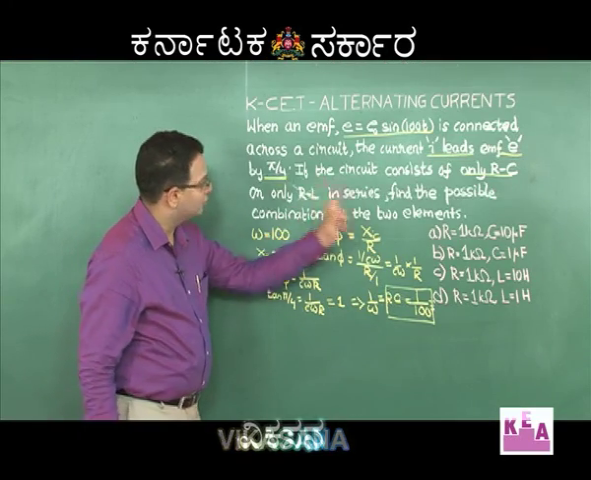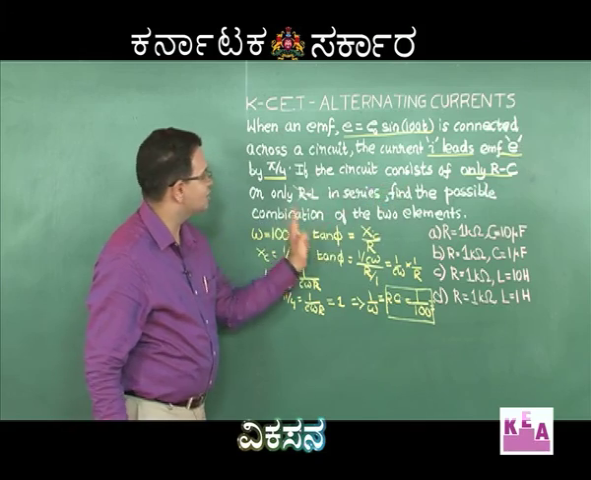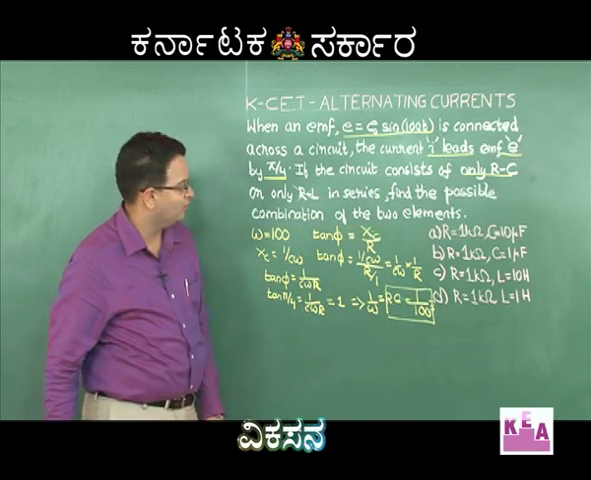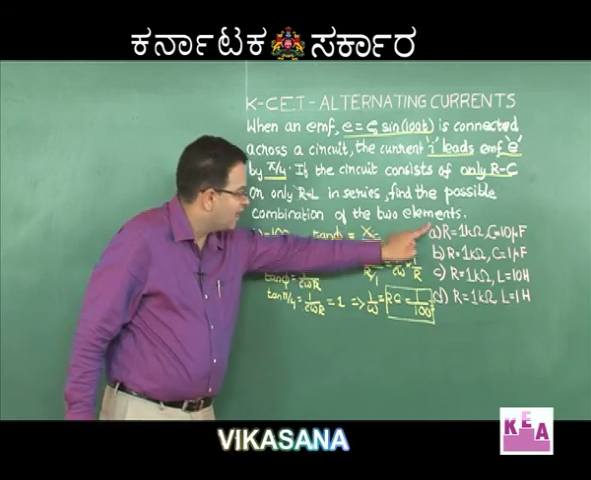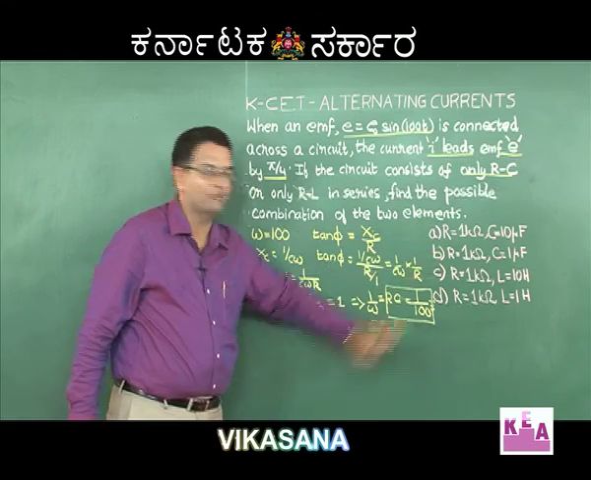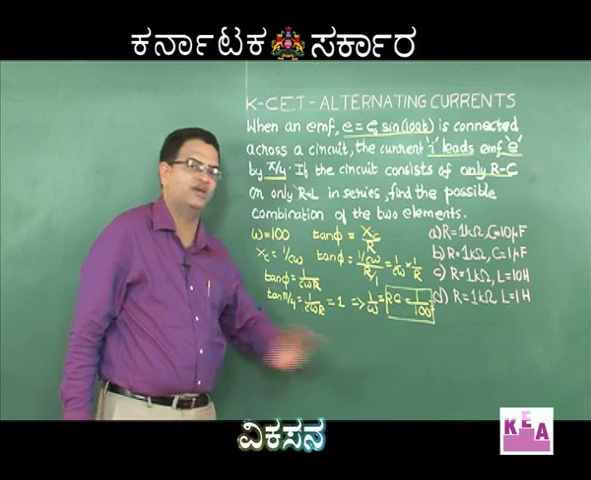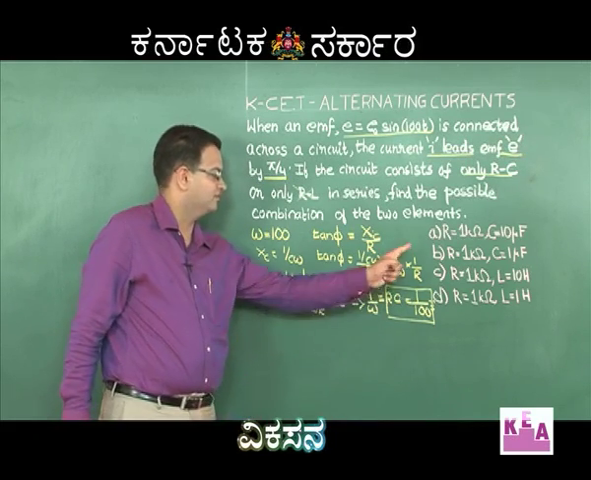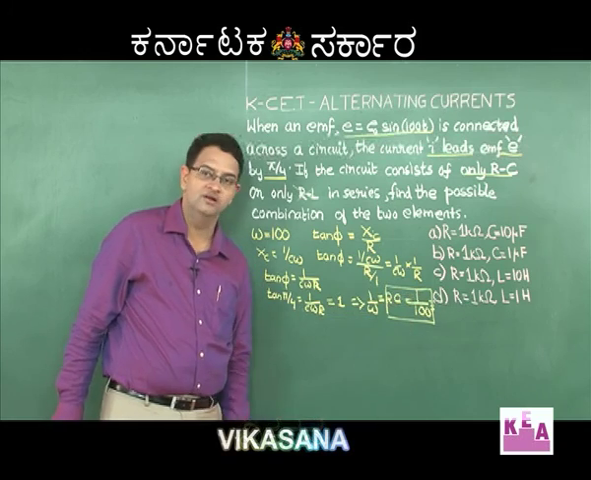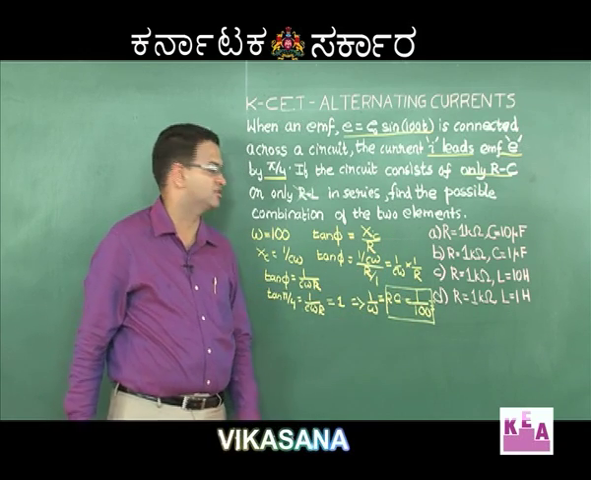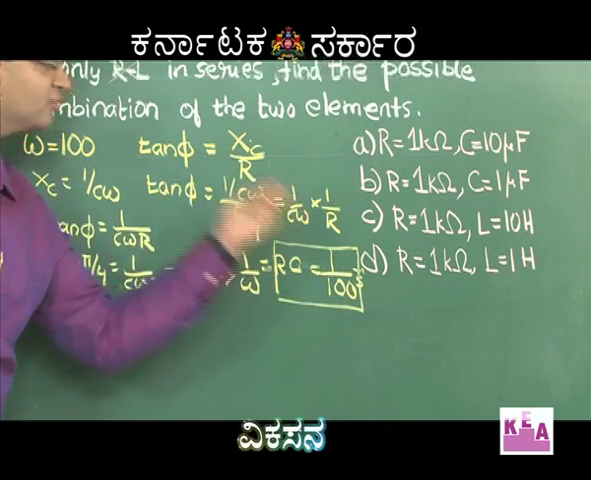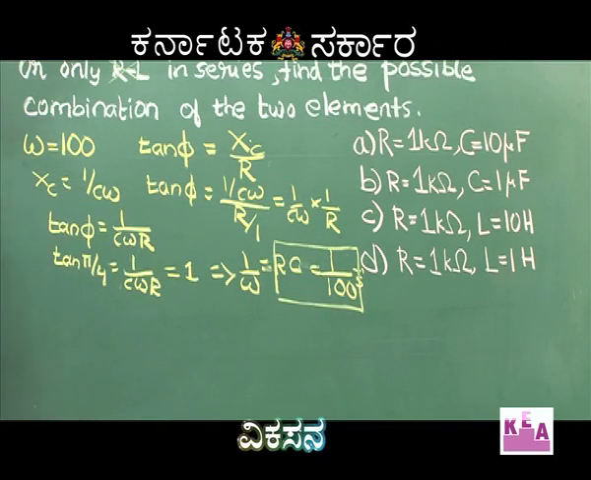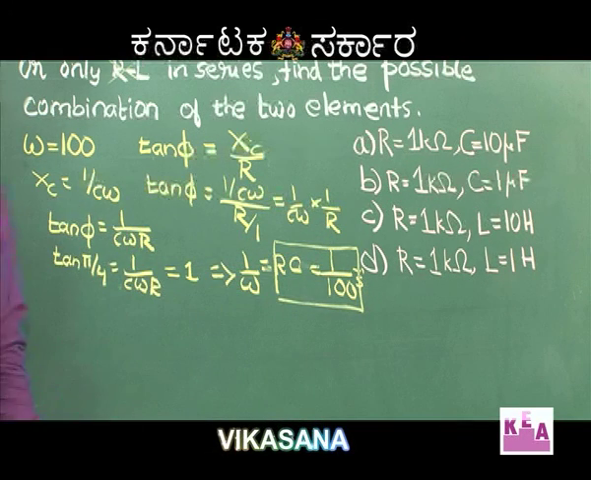Now, here the question is, find the possible combination of the two elements. So, now we have a tie between A and B. We have to check whether A is the right option or B is the right option, because C and D are already eliminated because they are R and L combinations. We know that it is an R and C combination, that's what we are looking for. And from this equation, we can substitute the options and check which of the options is going to match this condition, RC is equal to 1 by 100.